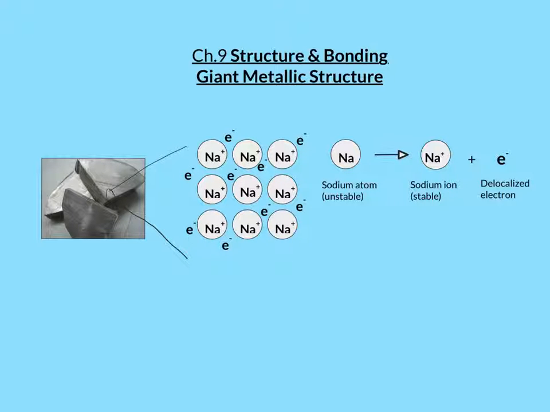So now you see the metallic structure is like that. The particles are indeed the sodium ions, and they are surrounded by a sea of delocalized electrons which are moving around them all the time. And there is electrostatic attraction between the sodium ions and the delocalized electrons around them because they have opposite charges. The electrostatic attraction between the ions and the electrons is what we call metallic bond.